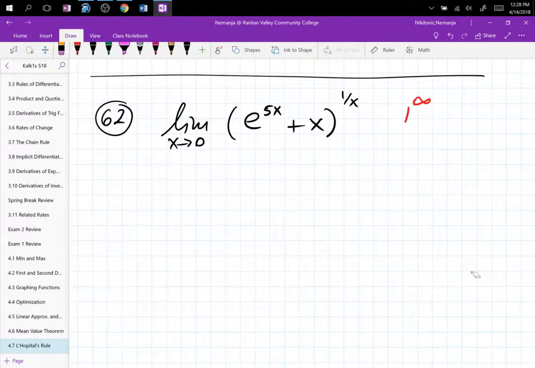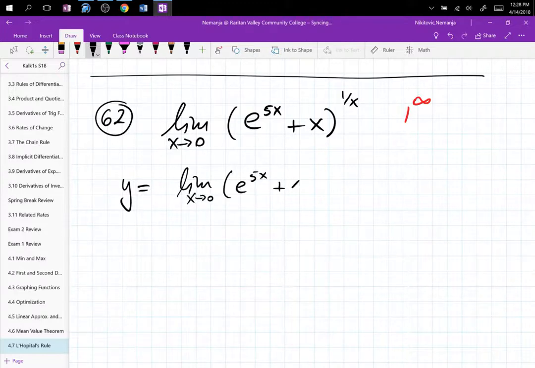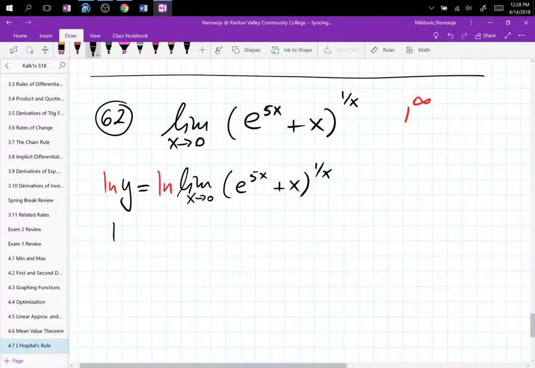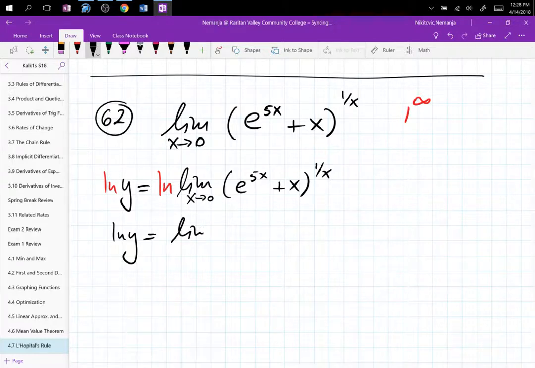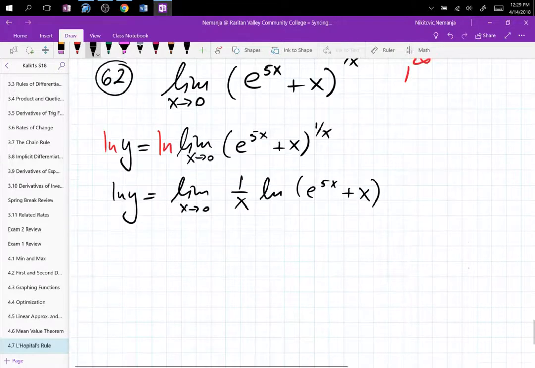Y equals the limit as x goes to 0 of e to the 5x plus x, to the exponent of 1 over x. And then we ln both sides. ln y is equal to, kick the limit outside, put the power in front of ln, and that's that.